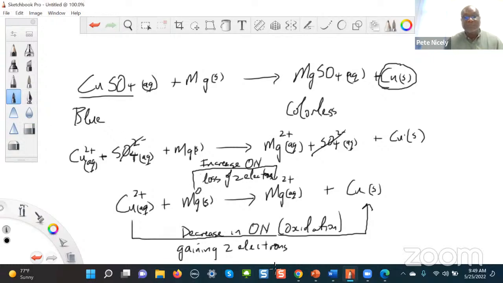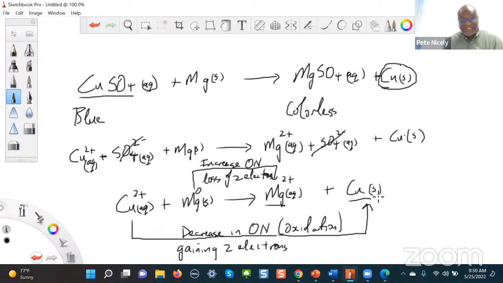Okay, so this is how we know that this is a redox reaction, because we have the transfer of electrons from the magnesium, which is losing 2 electrons, to the copper 2+, which is gaining the 2 electrons, right? And as a result, the magnesium will form the Mg2+, and the copper 2+, when it gains the 2 electrons, forms the copper solid without any charge, right? So that's basically how this works.